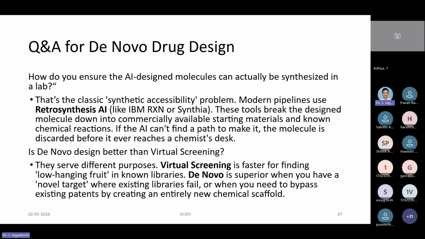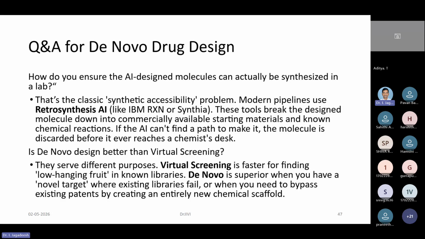We have new diseases, and we know nothing about that particular disease. We want to proceed with the synthesis of a drug. Then it is very difficult to use the low-hanging fruit concept with a known library. So we have to explore beyond existing libraries, and de novo design is superior when you have a novel target where existing libraries have failed. We want generative and predictive AI to get a new molecule.